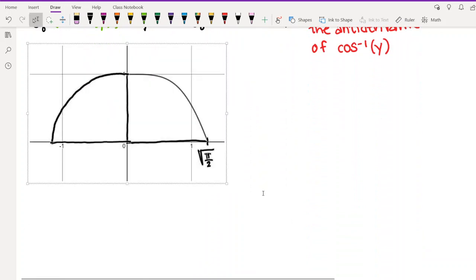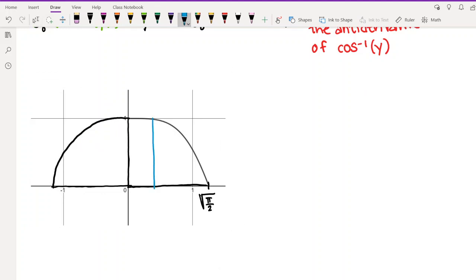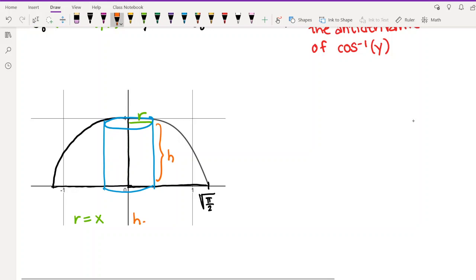Versus if we use the shell method, what would that look like? Now we would be taking a cylinder, something like this, and we need to figure out what the radius is. The radius is just going to be equal to x in this case, because we're revolving around the y-axis. Every x value is a possible radius, and the radius of the cylinder is the same as whatever x value you're at. And the height would just be equal to the function, so that was cosine of x squared.